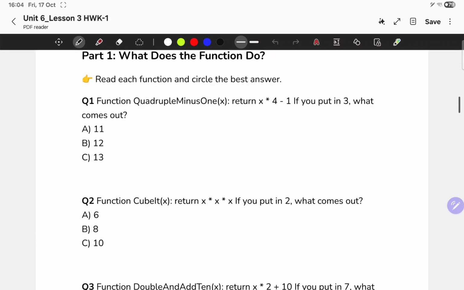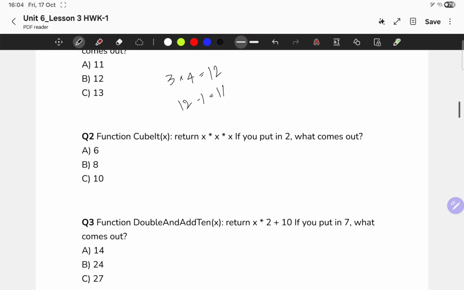We have the function quadruple minus 1. So return x quadruple 4 and then minus 1. So you put in 3, what happens? Well, 3 times 4 equals 12. 12 minus 1 equals 11. Super easy.